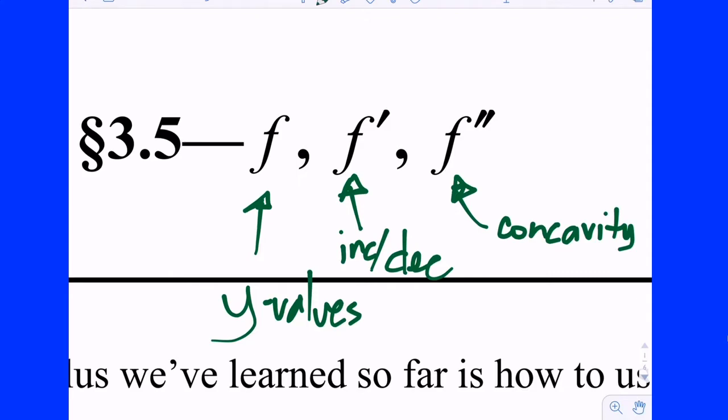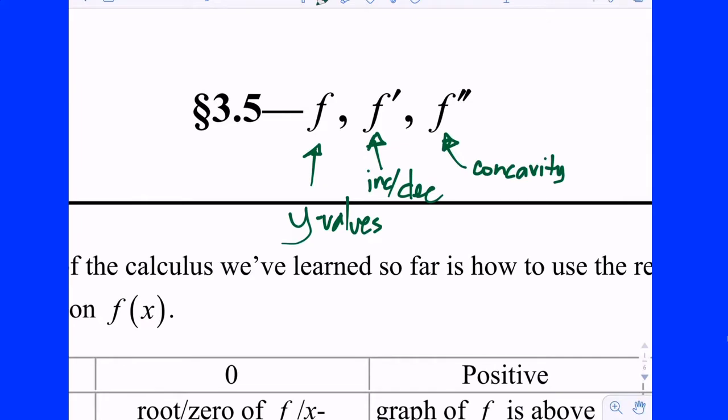All right. Now notice that each one of those also is the rate of change of the previous. So if you want to know how fast the y values are changing, that's F prime. If you want to know how fast the slopes are changing, that's F double prime. If you want to know how fast the concavity is changing, that would be what? F triple prime, which we don't even really look at, okay? It's hard to manifest that on a graph.